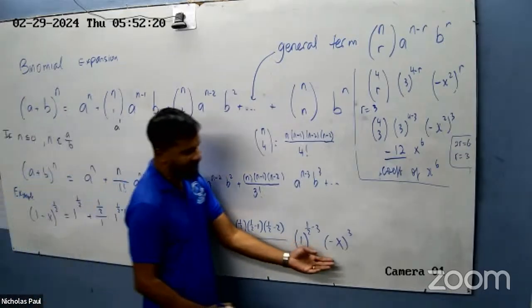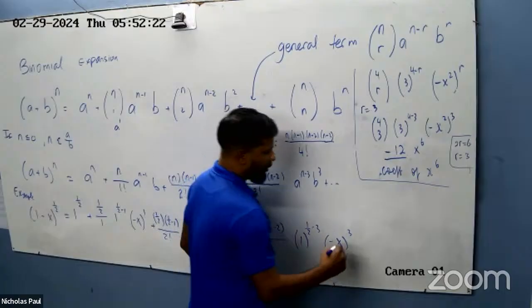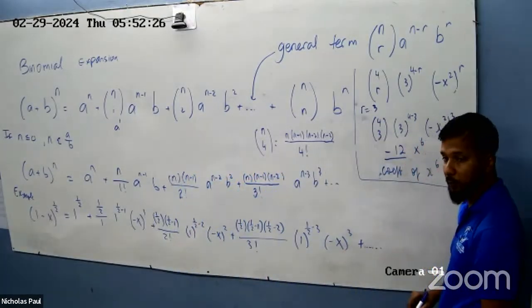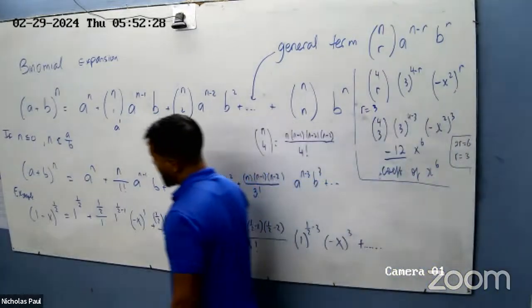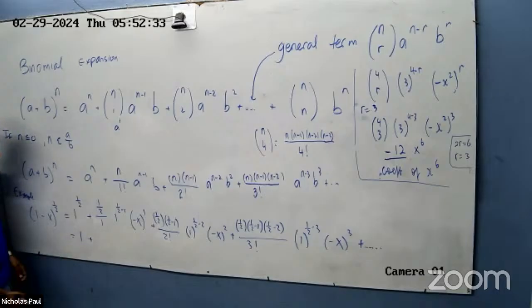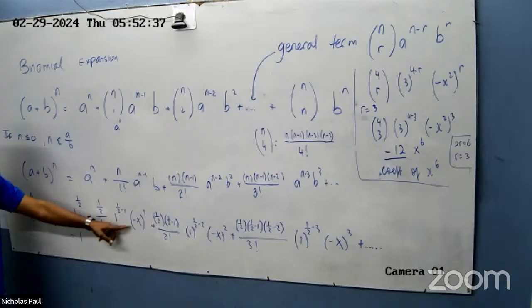Remember, this expansion is not done. Right? It's not done. So put plus dot dot dot. Okay? And then you work this out. 1 to any power is what? 1. So this will be a minus. 1 to any power is 1, minus a half, right?